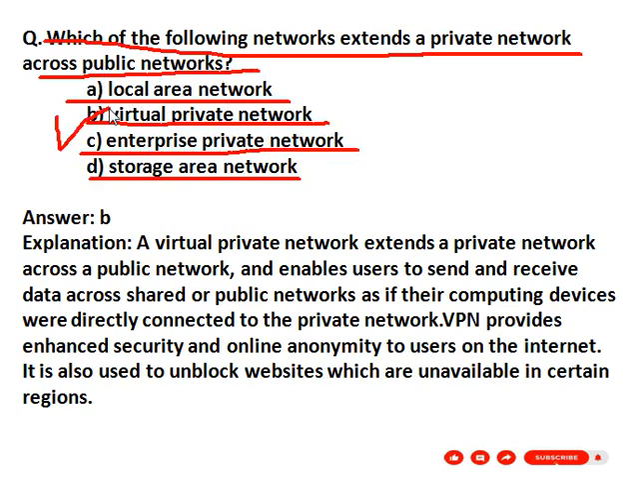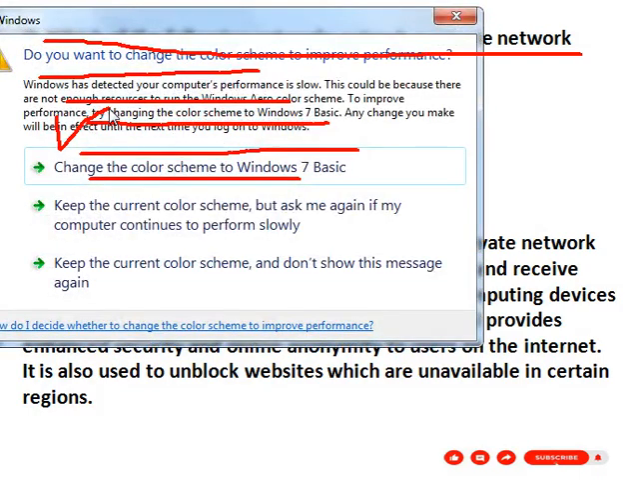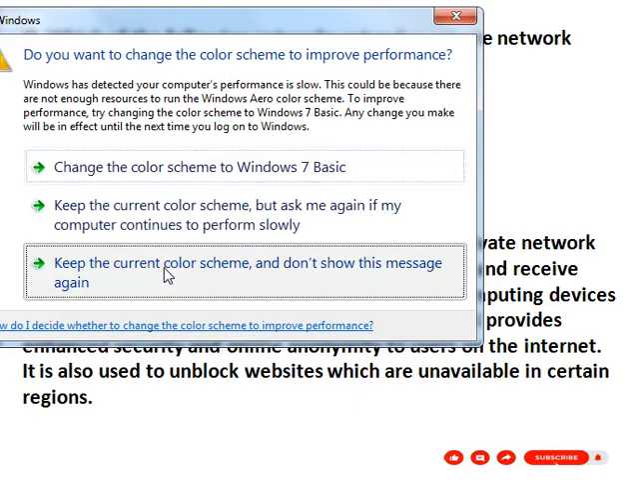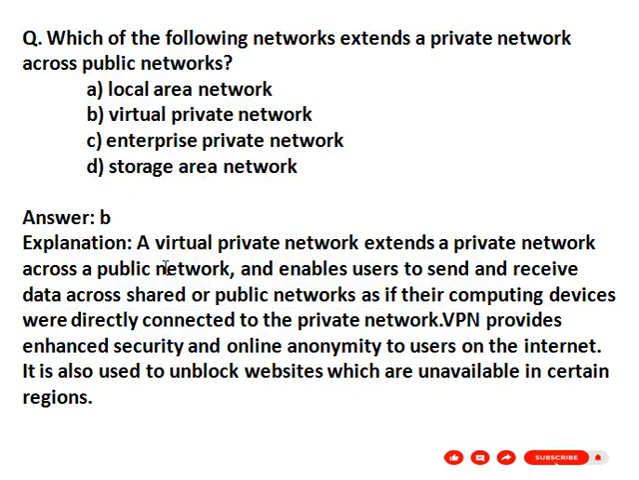Virtual private network. So a virtual private network extends a private network across a public network and enables users to send and receive data across shared or public networks as if their computing devices were directly connected to the private network.